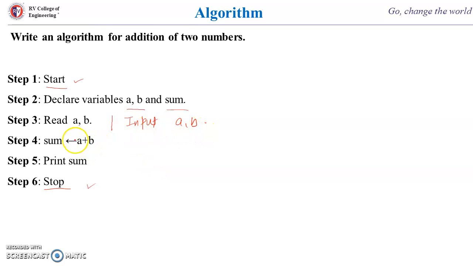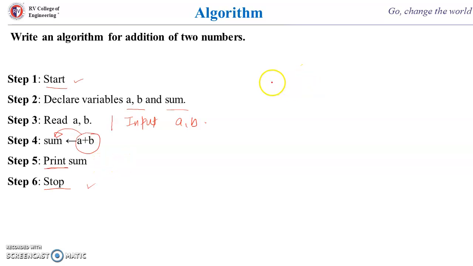And then sum is equal to a plus b. So this arrow means the value of this a plus b would be assigned to the variable sum, and at the end we want to display the result. So the variable sum is holding the value, the final answer. So that value we want to display. So for that we have to use the word print. So for displaying the value in algorithm we write like this, print sum, or we can also write display sum, like that also we can write.